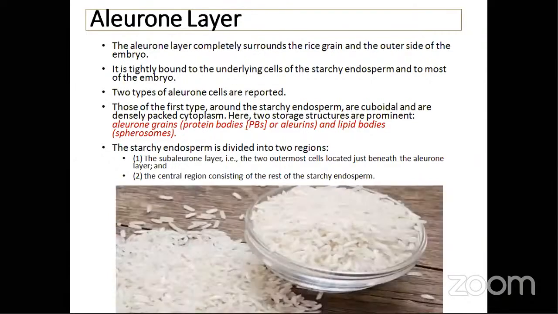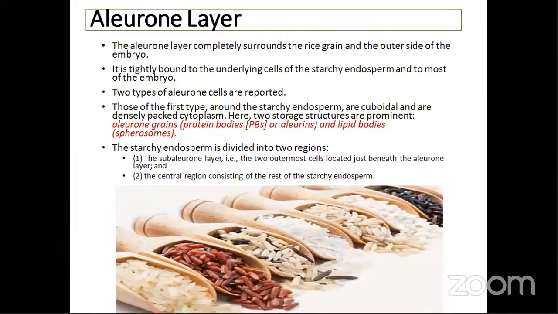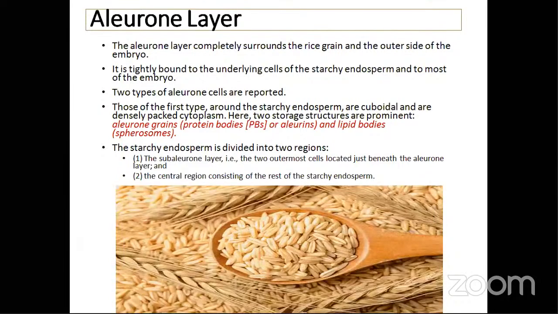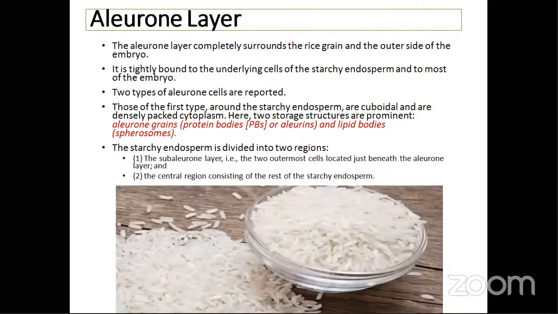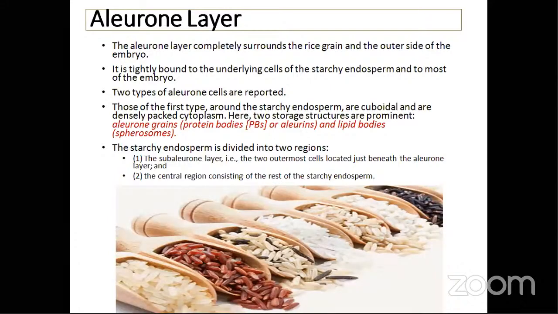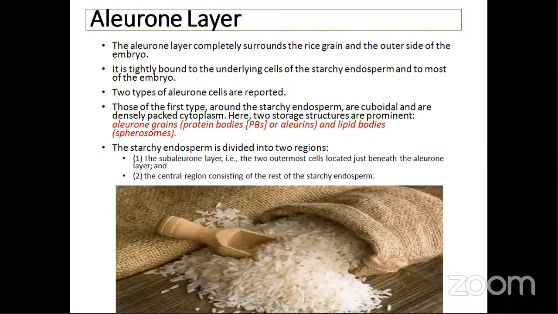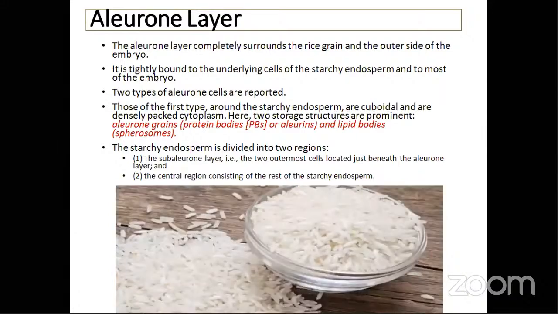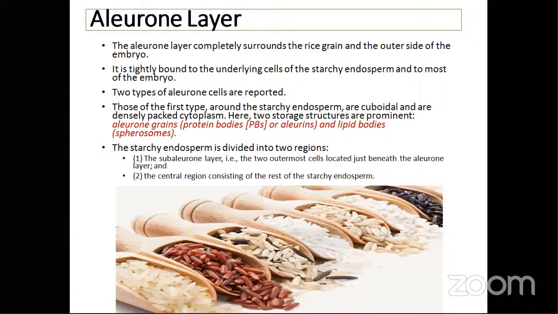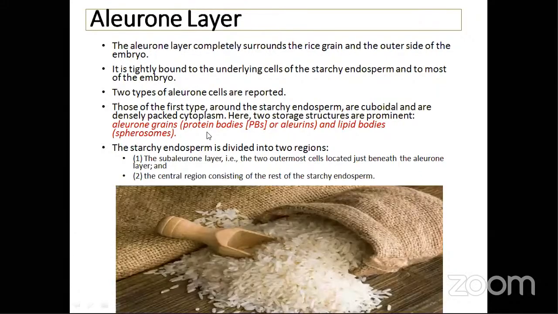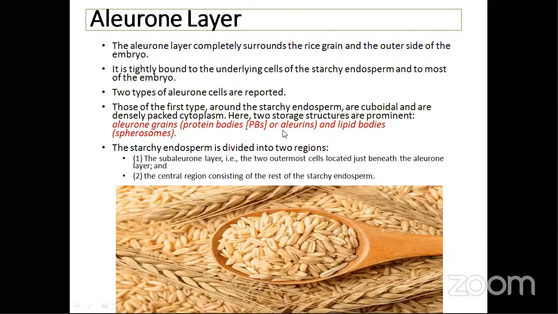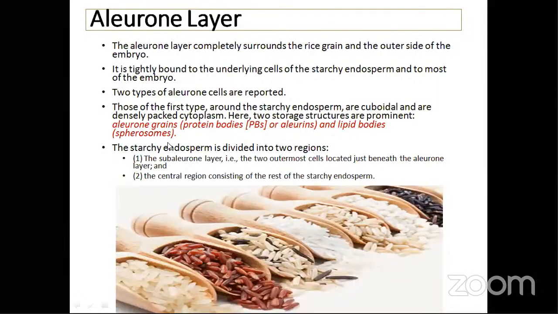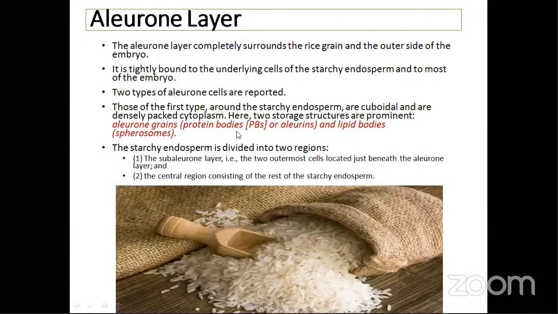So next comes the aleurone layer. The aleurone layer, as it was present in the wheat grain, is the layer present on the outer side of the endosperm, just after the endosperm. It is very tightly bound. In these aleurone layers there are some special kinds of cells or storage structures: one is the aleurone grains and the other is the lipid bodies. The aleurone grains are also known as protein bodies, PBs or aleurins, and the lipid bodies are also known as ferrosomes. So these two types of storage structures are present in the aleurone layers.